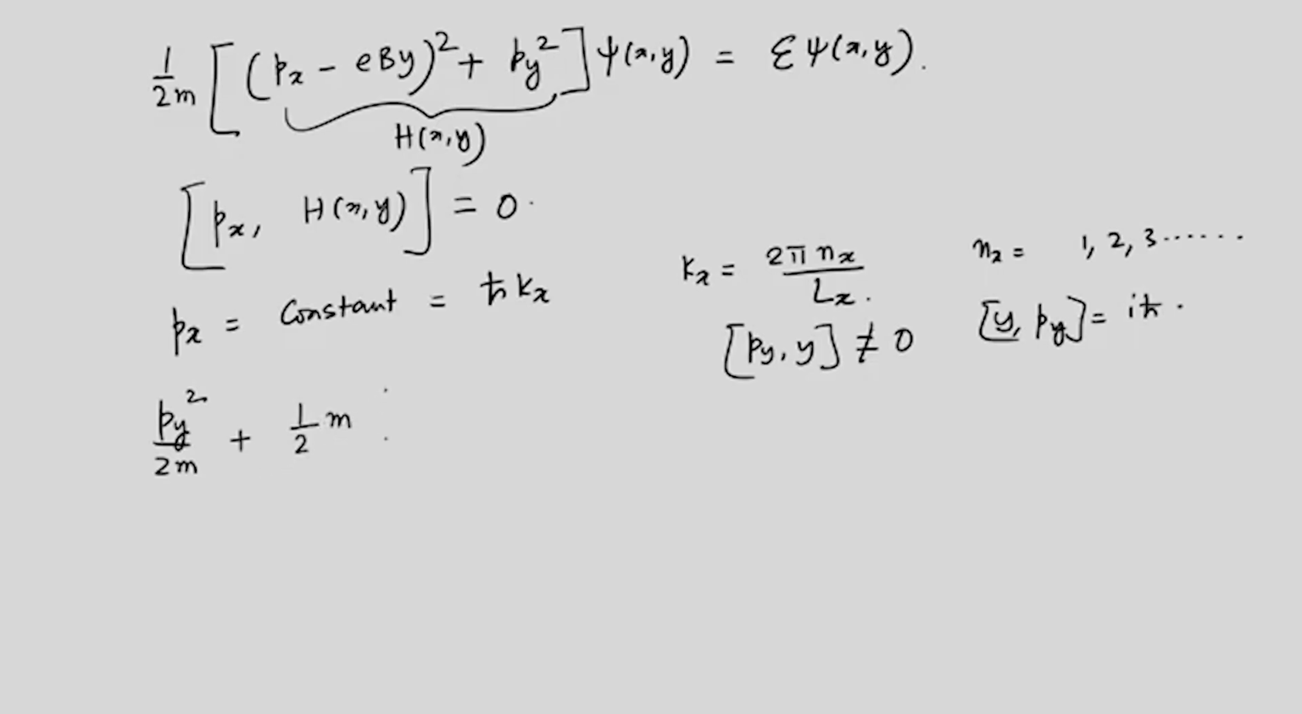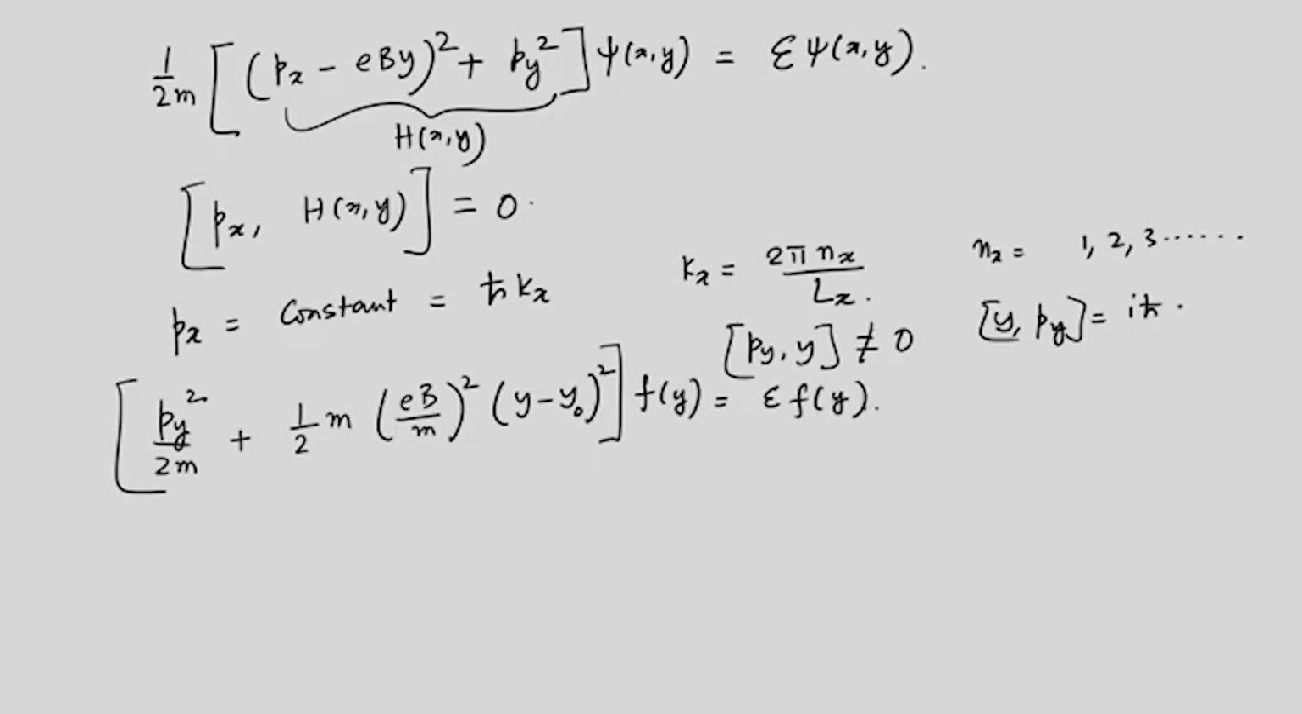1 by 2, that is half m, and Eb over m square and y minus y0 square, and now my wave function actually becomes a function of only one variable, that is y, because you see there is no x anywhere in the Hamiltonian. So, I can write this as simply f of y, and this is equal to epsilon times f of y. Okay. And what is the y0?